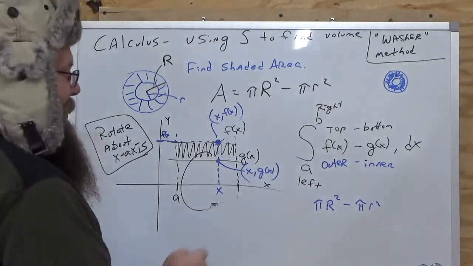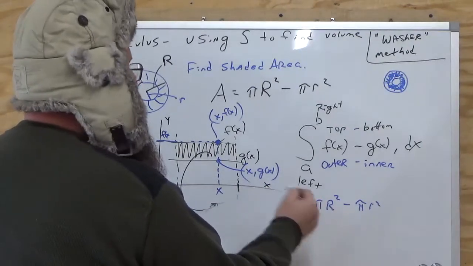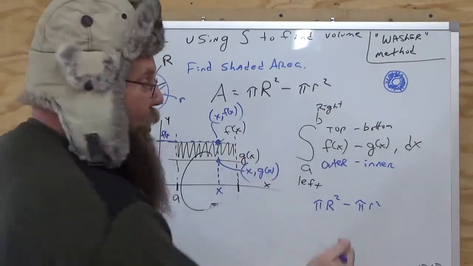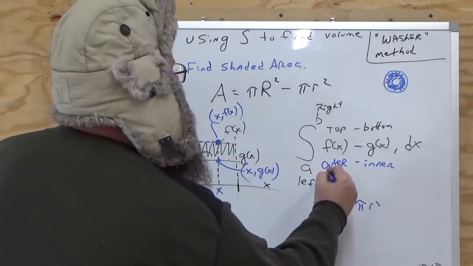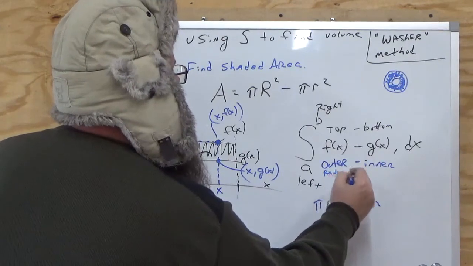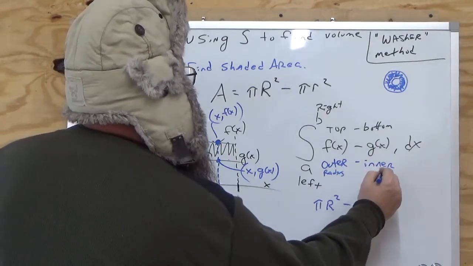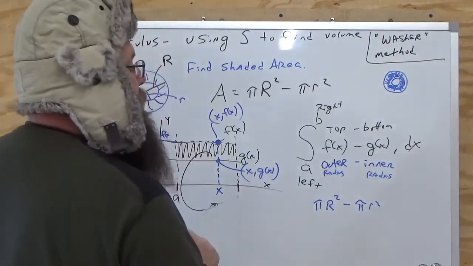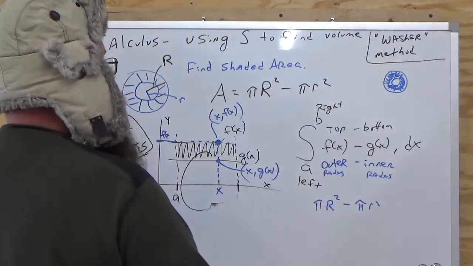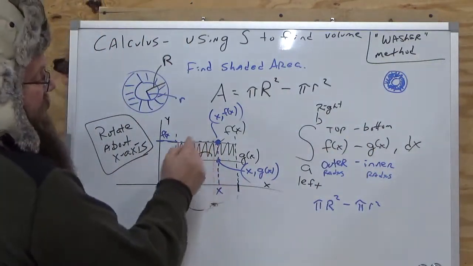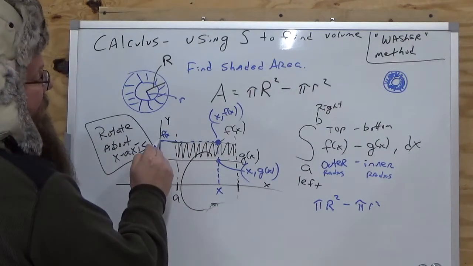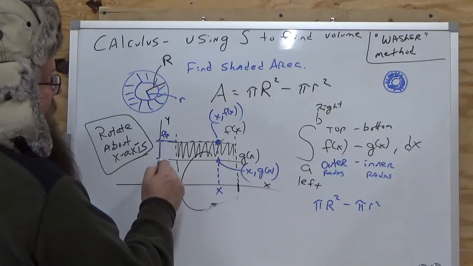So guess what? The big R, the outer radius, and the inner radius are represented by what? F of x and g of x. Because this height is the distance from here up to that f of x, or the distance from here up to this g of x.